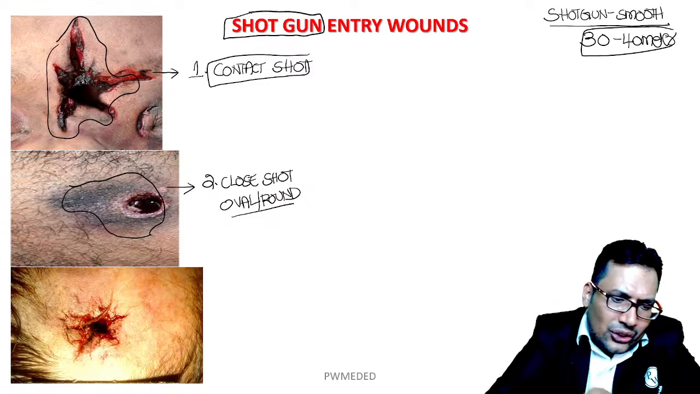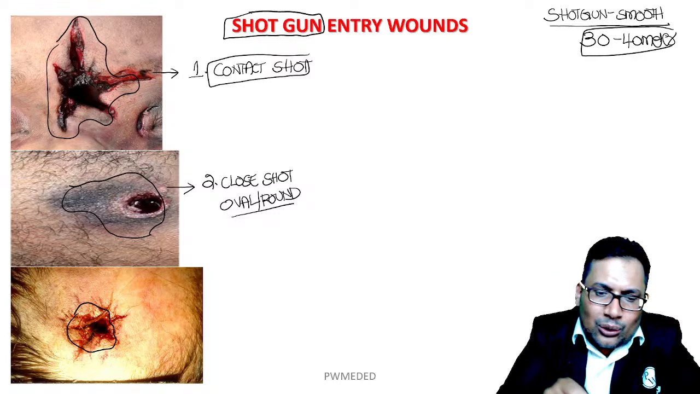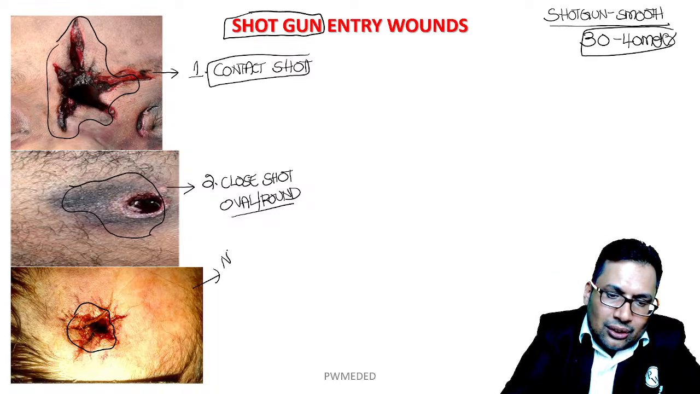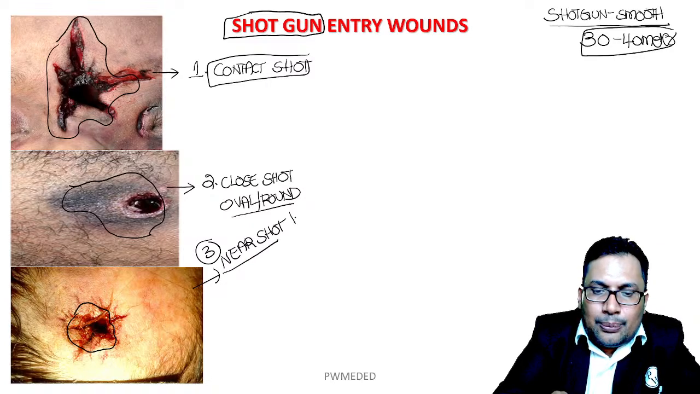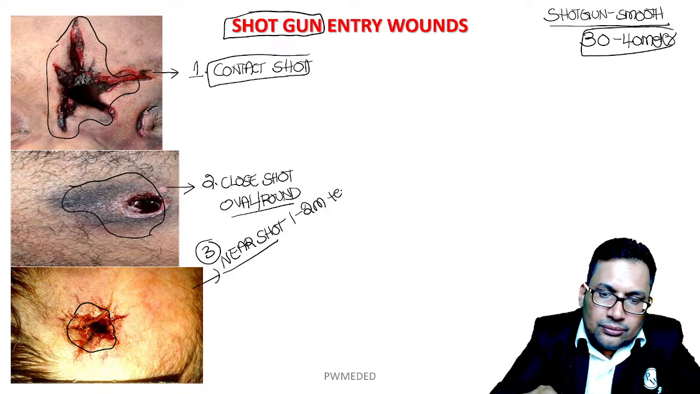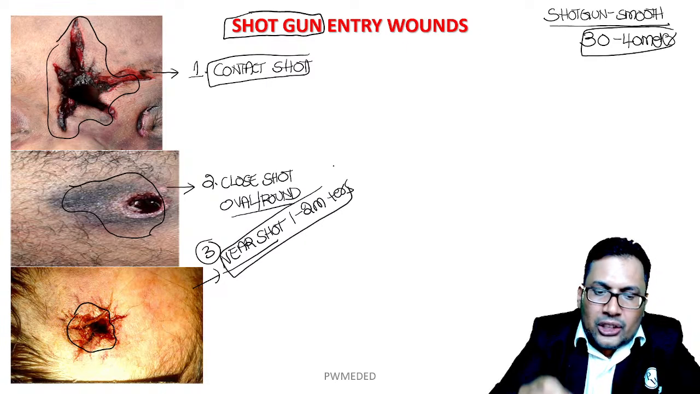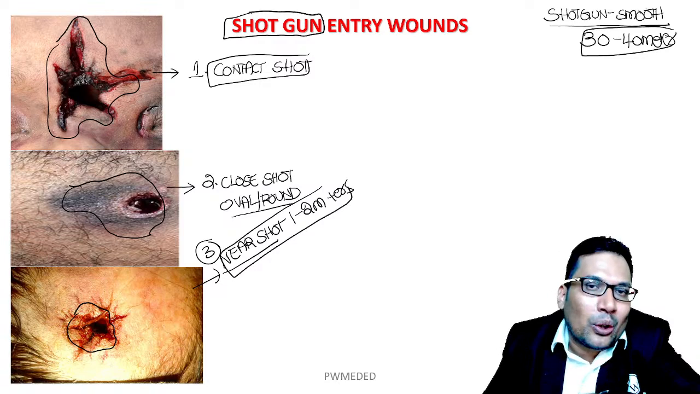Now look at this. You can see here the rat hole appearance. Whenever you see a nibbled margin, it must be a case of near shot. So the third one is the near shot. Near shot is between 1 to 2 meters. At 1 to 2 meters, you will see the rat hole appearance of the shotgun entry wound.